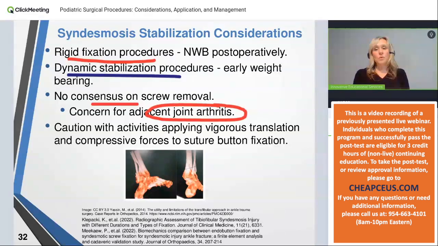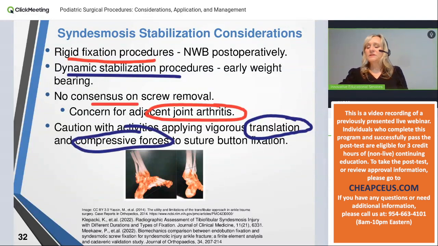For all of these patients, regardless of which stabilization procedure they have, what we have to be careful of is translation and compressive forces. So we need to be careful, like with total hip patients, where we make sure they're not internally rotating, depending on the approach, to dislocate that hip. We need to make sure that these patients, particularly early on when they're healing, are lifting and placing their foot, that they are not standing and twisting their body, because those translation and rotational forces are trying to splay apart this ligament that is trying to heal.